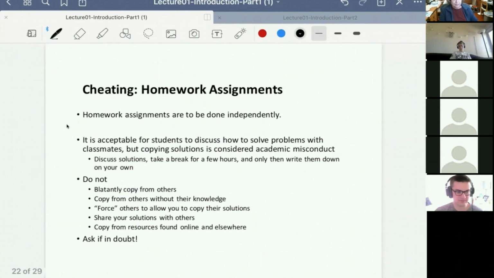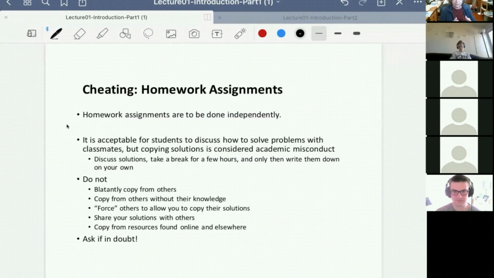Okay, it's acceptable to have a study group or discuss with others how to solve the problems with classmates, but copying their exact solution or copying most of their solution is still considered academic misconduct. So you can discuss solutions, take a few hours break, and then write it down on your own.